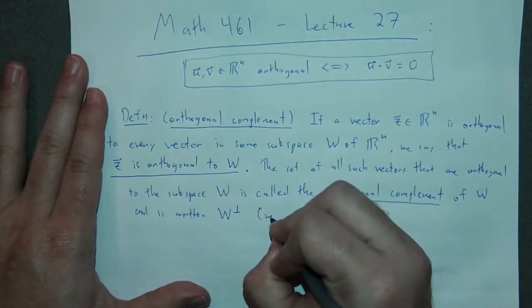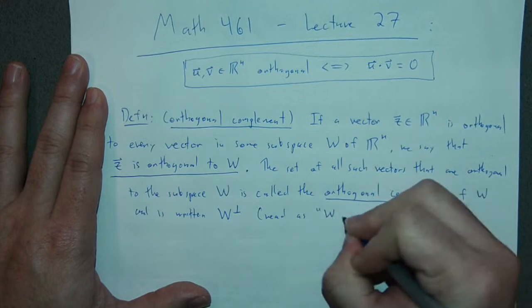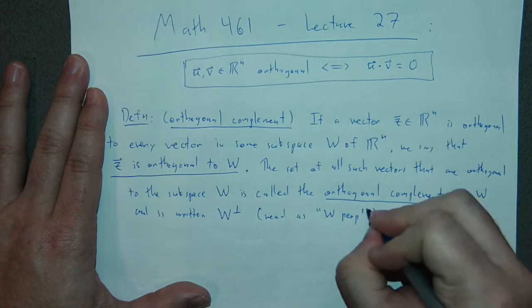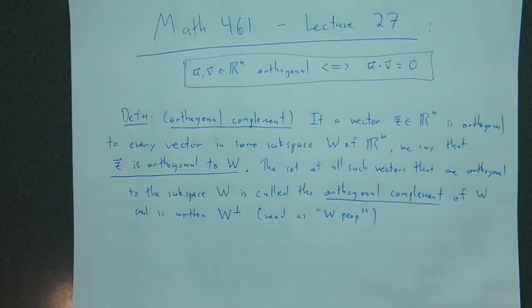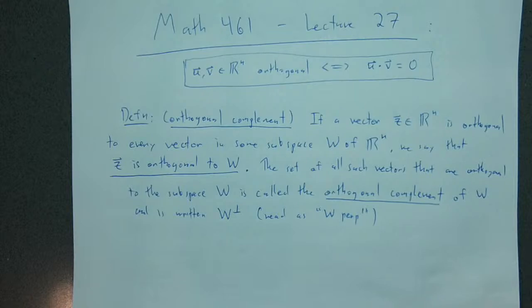And we read this as W perp, short for perpendicular. So this is what I meant by we still use the word perpendicular as shorthand for describing this orthogonal complement. So the orthogonal complement of W is written as W perp, and it's the set of all vectors that are orthogonal to W. So it's the set of all vectors that are orthogonal to every single vector in W. Okay.